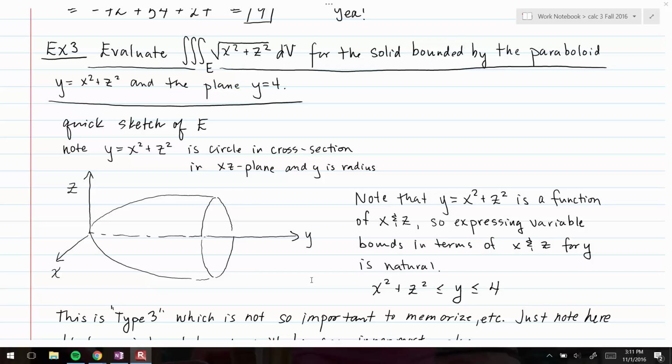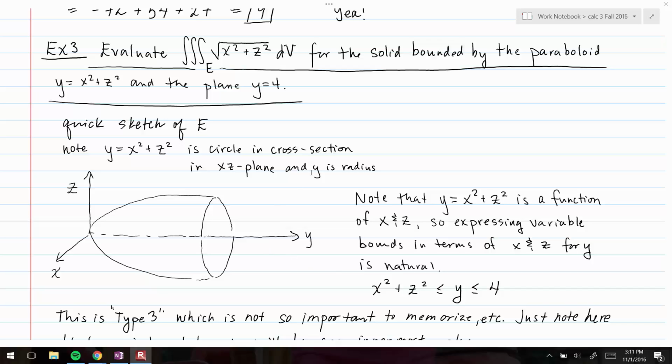So the main thing here is we're trying to describe E with bounds of the integral. First of all, this domain here in 3D space is not a box, which means that it's not just going to be just little numbers for all three integrals. We're going to have at least one set of variable bounds. So we're going to try to figure that out right now.